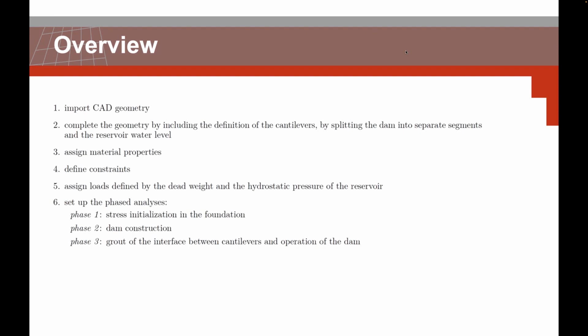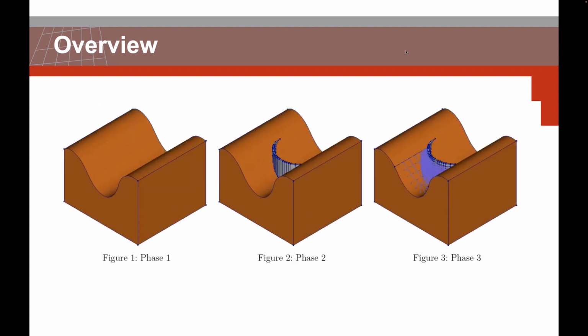Of course, we will assign material properties. We will define some constraints. We will assign loads in terms of dead weight and also the hydrostatic pressure of the reservoir. And finally, we will set up a phase analysis consisting of 3 phases. First, a phase where we only have the stress initialization of the foundation. In the second phase, we consider that the dam is built. And finally, in the last phase, we grout the interface between cantilevers and we operate the dam. So we will apply also the hydrostatic pressure.